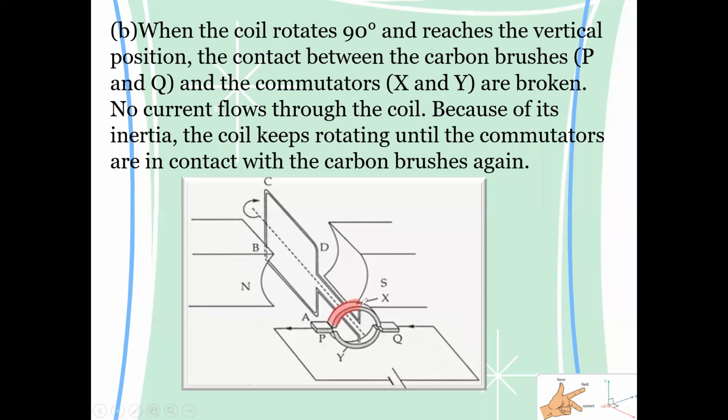Because, as you can see, this is the split ring X and the split ring Y. Split rings X and Y are now not in contact. There is a gap between the carbon brushes and the split ring. As there is a gap between them, the circuit is not complete. As the circuit is not complete, there is no more current passing through this rectangular coil. As there is no current, it will not experience any force due to the magnetic field. As this wire was rotating, it will continue to move because of its inertia.